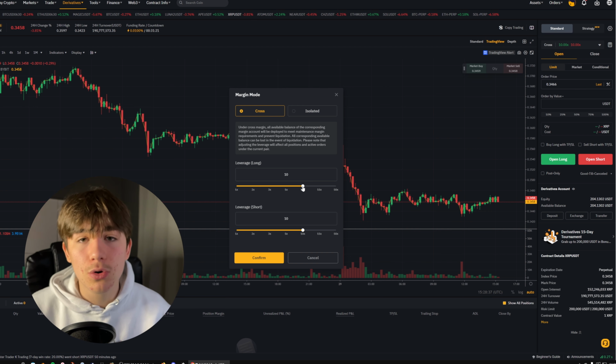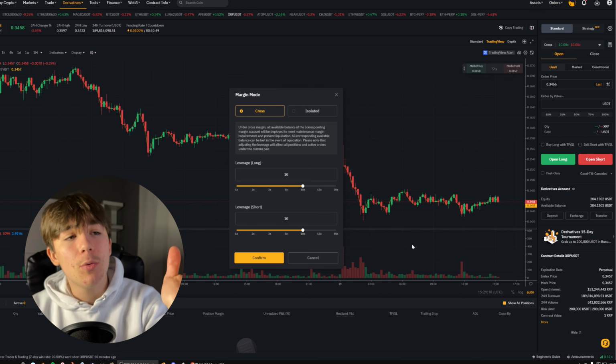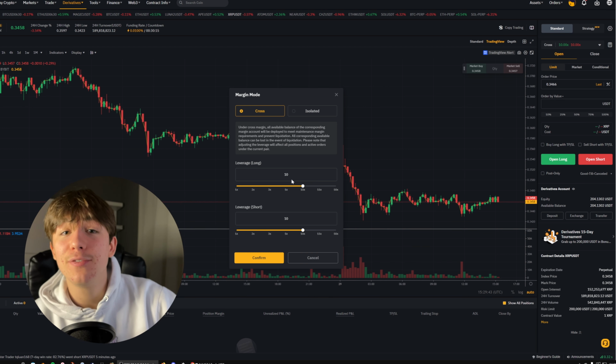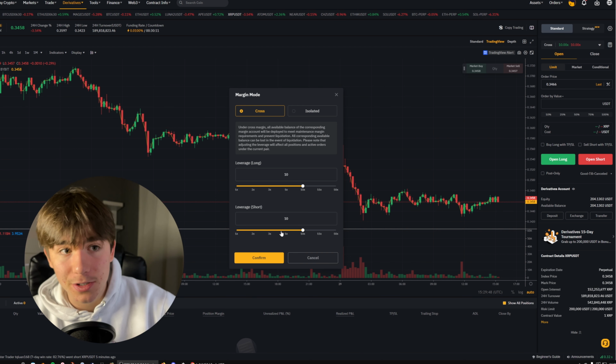So please don't go higher than 10x. You'll see that we have 2 sliders right here, one for leverage long and one for leverage short. You use the long slider if you think the market will go up, and the short slider if you think the market will go down.